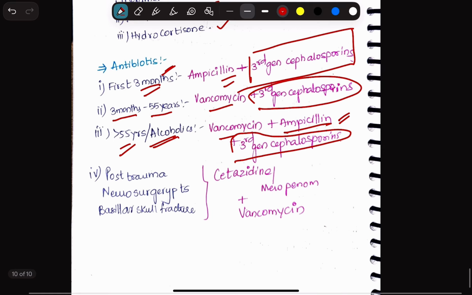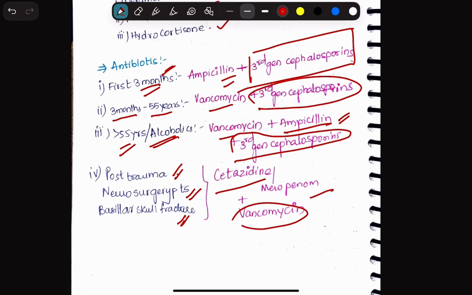Or it could be due to post trauma, and there could be risk factors such as post trauma or neurosurgery patients, or a basilar skull fracture, which is a risk factor. In those cases, we could choose ceftazidime or meropenem with vancomycin.